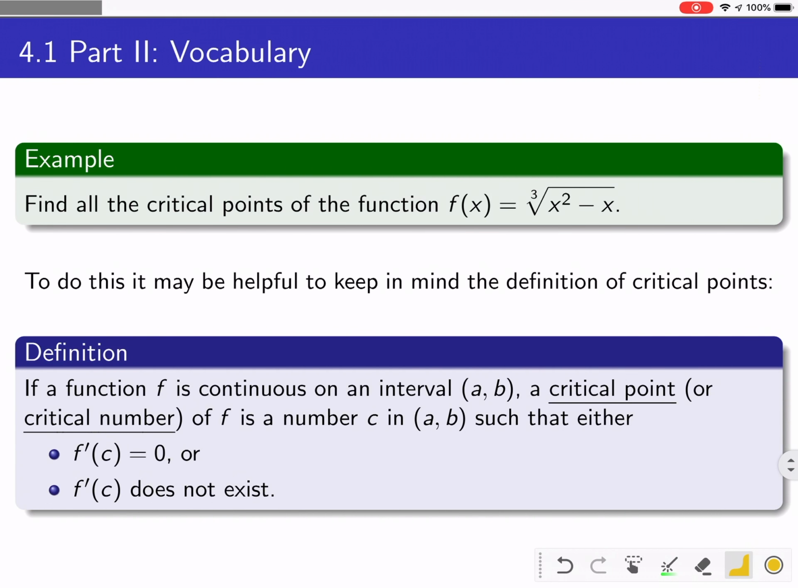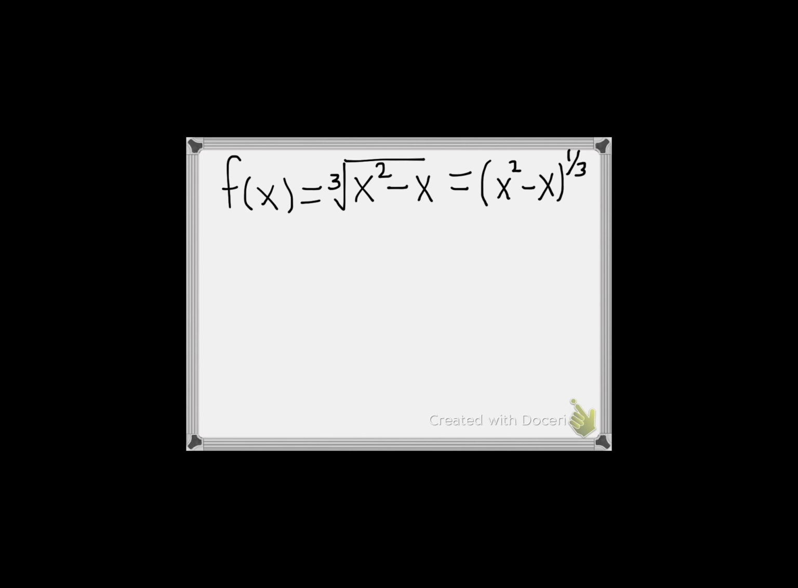Let's take a moment now to compute the critical points of a specific function. I recommend all of you pause the video here and attempt to do this on your own. I've included the definition of critical points on this slide to help you out. So now that you've had an opportunity to try this problem yourself, let's work on it together.